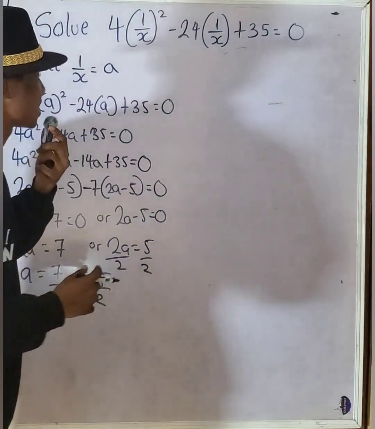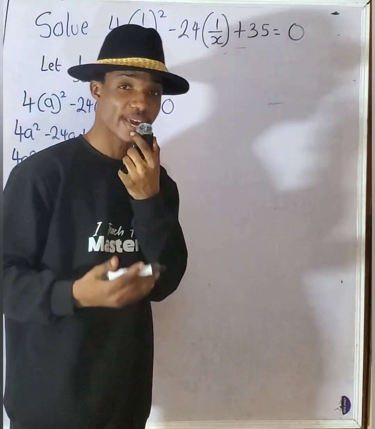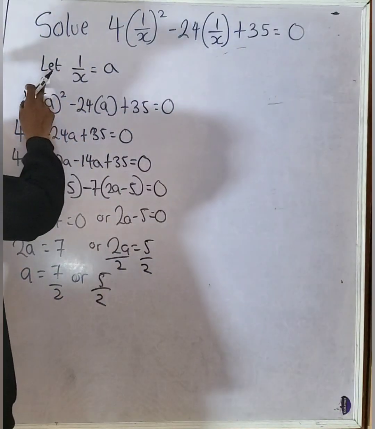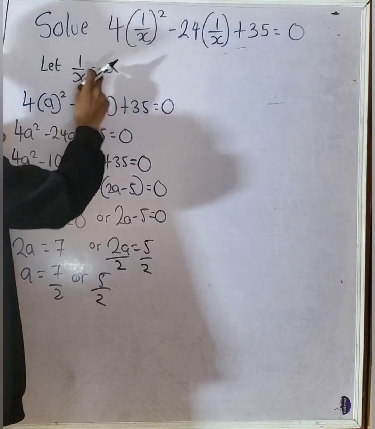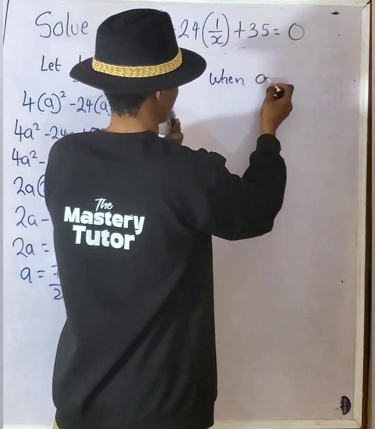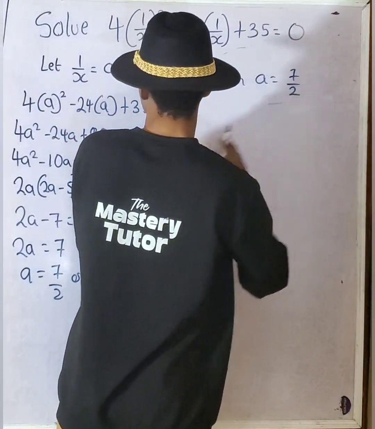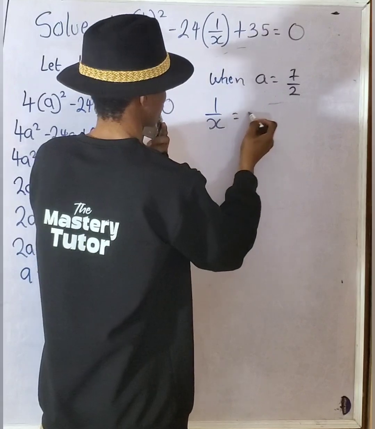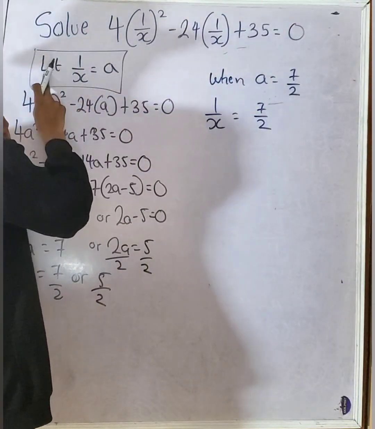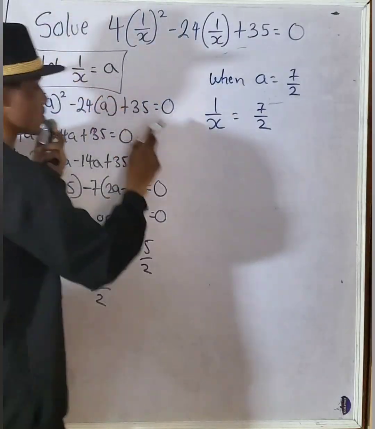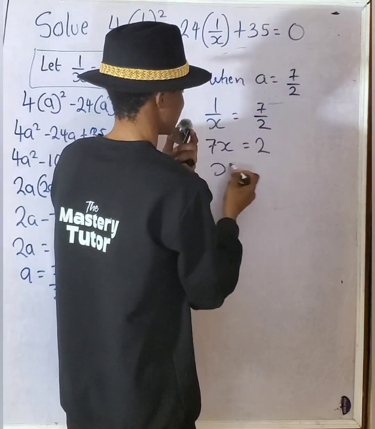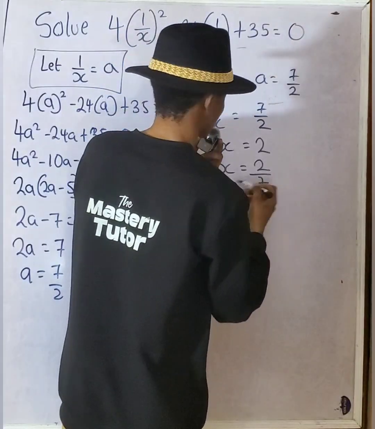Do not forget that our goal is to find the value of x. Are you getting it? But when we started the solution, we said let 1 over x equal a. So when a is equal to 7 over 2, 1 over x will be equal to 7 over 2. Are you getting it? So I'm going to have x times 7, that is 7x, equals 2. x is equal to 2 over 7, the first solution.